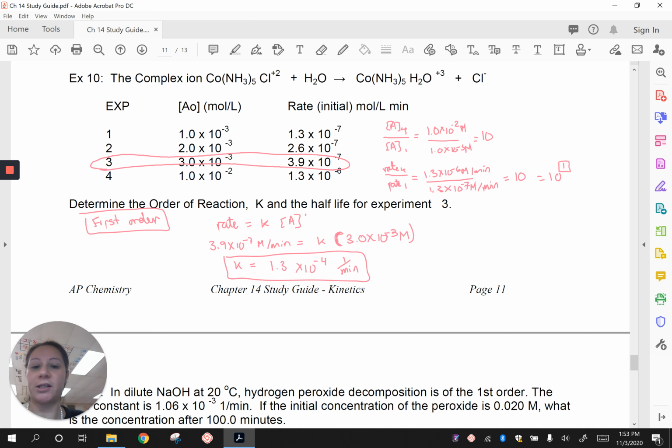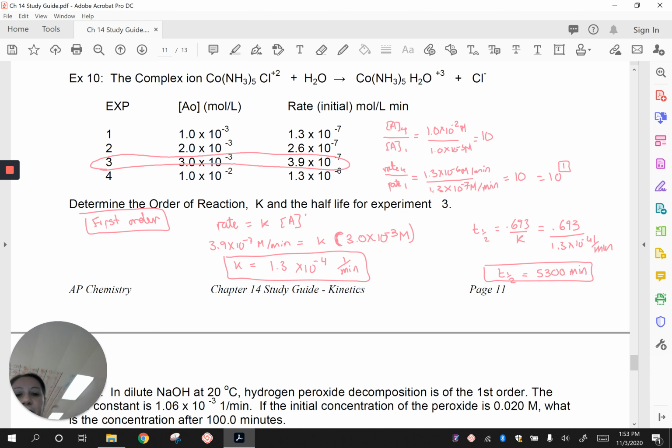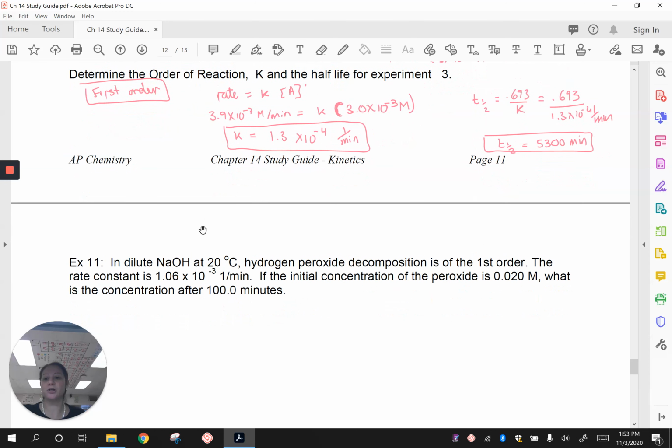And then finally, we want the half-life for experiment 3. For first order, the half-life equation is half-life is equal to 0.693 over K. So 0.693 over 1.3 times 10 to the negative 4th per minute. And so the half-life ends up being 5,300 minutes. And that's our answer. In this case, we focused on the differential rate law because we were comparing rates versus concentrations. Okay, let's look at the next example.